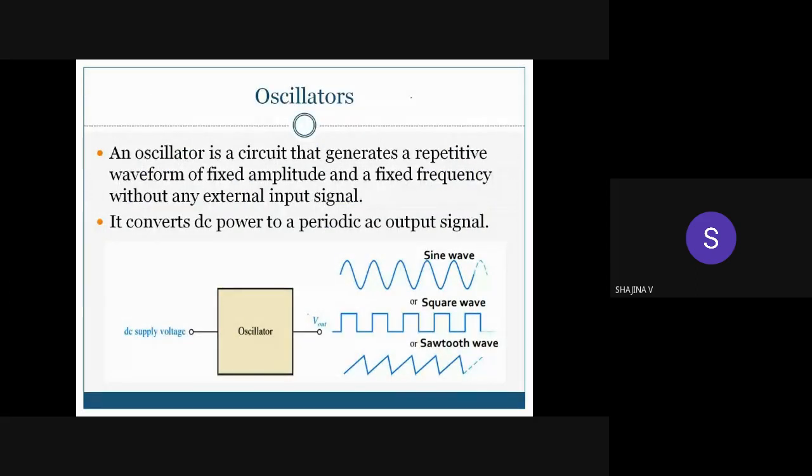Now look at the definition of an oscillator. An oscillator is a circuit that generates a repetitive, that is periodic, waveform of fixed amplitude and fixed frequency without any external input signal. Or we can say it converts DC power to a periodic AC output signal. It cannot be called a direct DC to AC converter, but it converts DC power to a periodic AC output signal with the help of the network, because we are not applying any input energy.